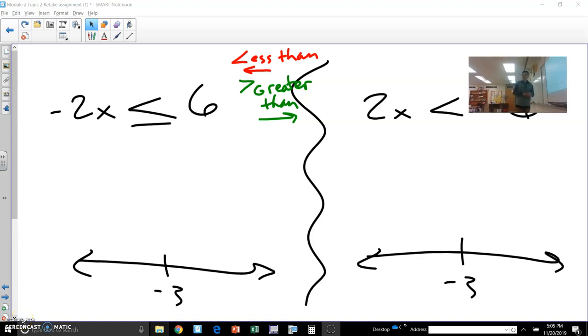All right, everyone, we're going to start talking about Module 2, Topic 2 a little more, but we're not solving equations anymore. We are solving inequalities.